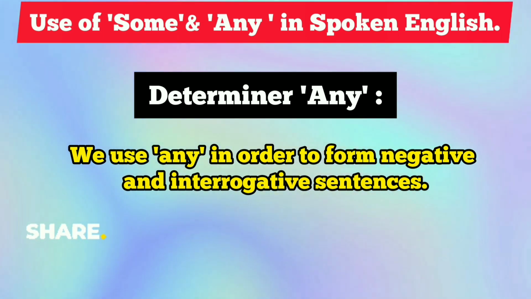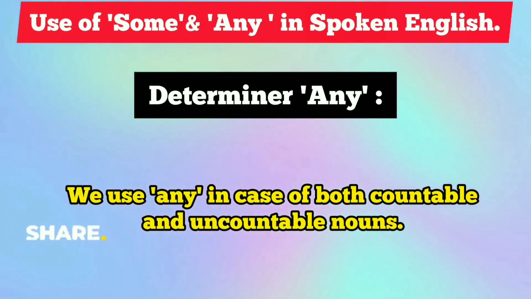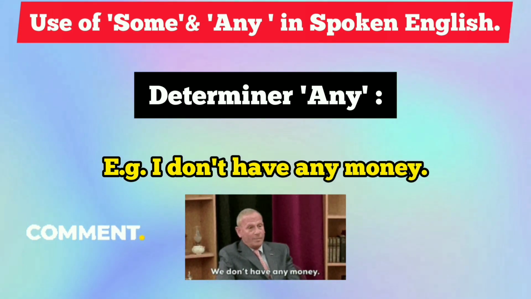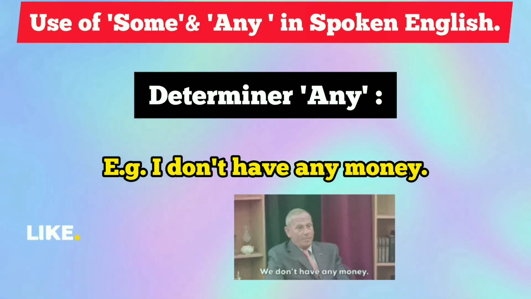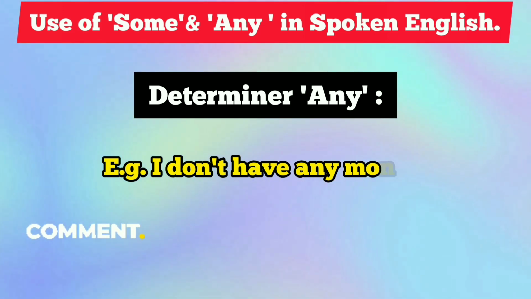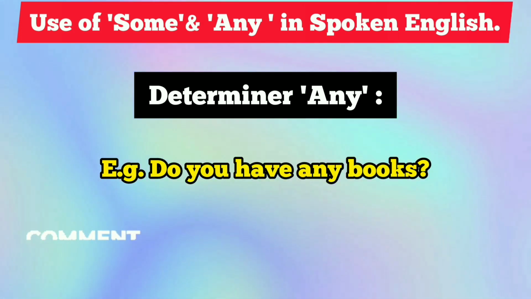Before that, let me also tell you, we use any in case of both countable and uncountable nouns. So let me show you some examples. I don't have any money. So obviously I'm using a negative sentence here, so I don't have, that's why I'm using any. I can make another interrogative sentence. Do you have any books? So while asking a question also you can use any. So we use it to make interrogative sentences, that is to ask questions, or to make negative sentences.